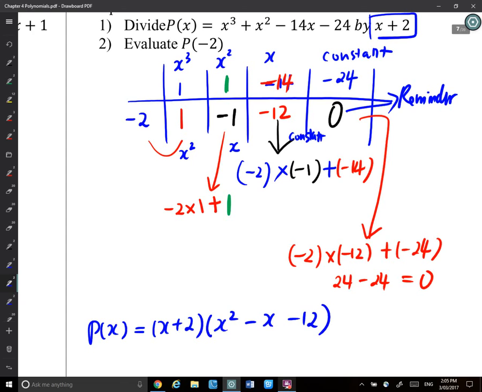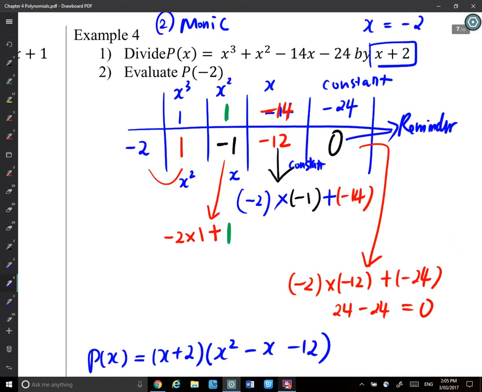But for this question, the problem is that the inspection method can only work if you already know something is a factor. You don't know x plus 2 is a factor yet, and if it's not, you have another constant at the back and it's not going to work for inspection. So this method can be applied for every single case. I think it's the best.